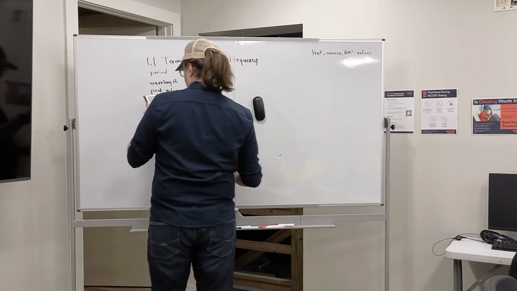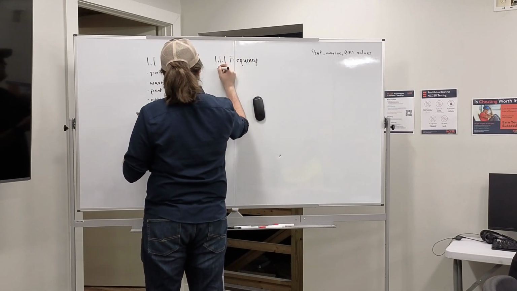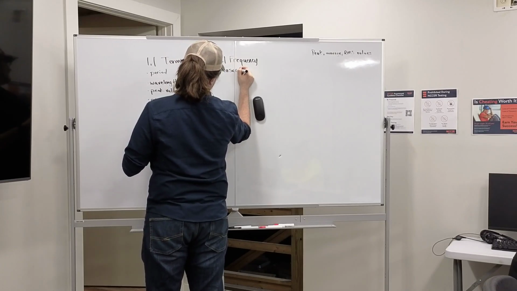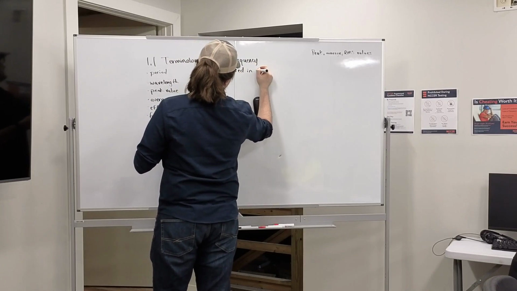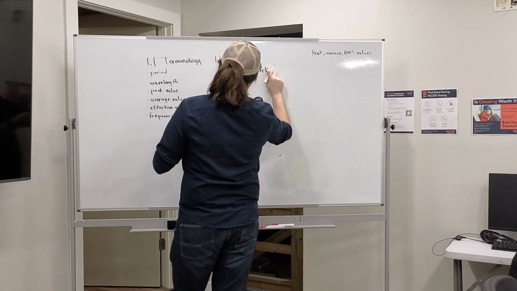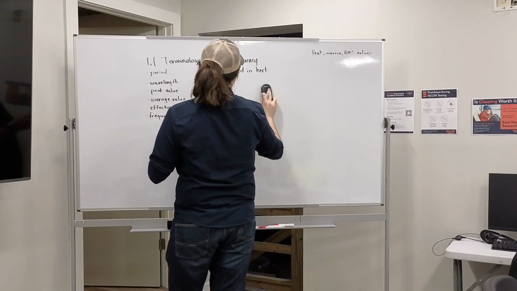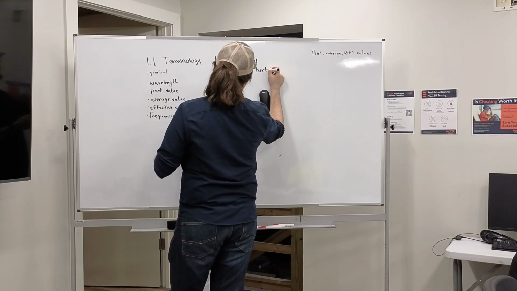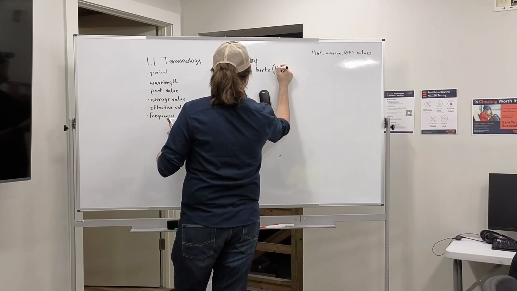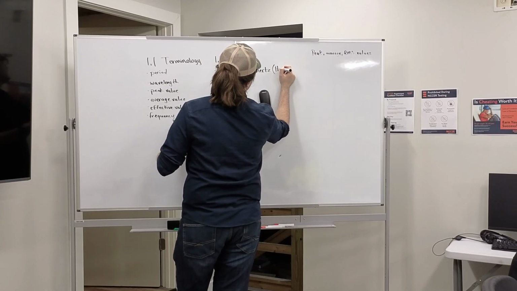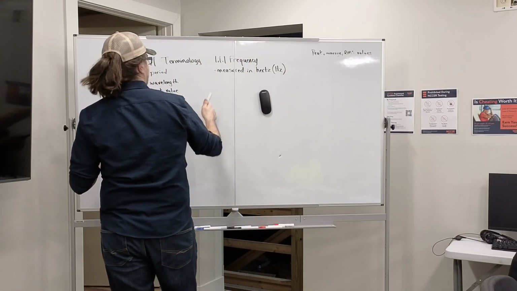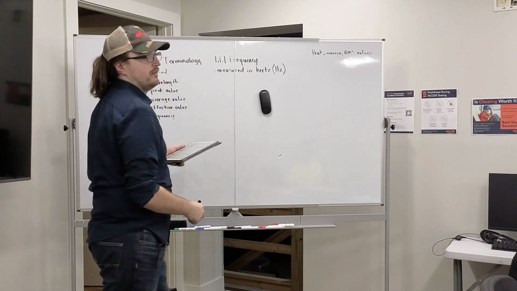What's frequency measured in? Hertz. What's the notation for hertz? HZ. Which of those are capital? Capital H, and Z is uncapitalized, lowercase. So 1 hertz is 1 cycle per second.